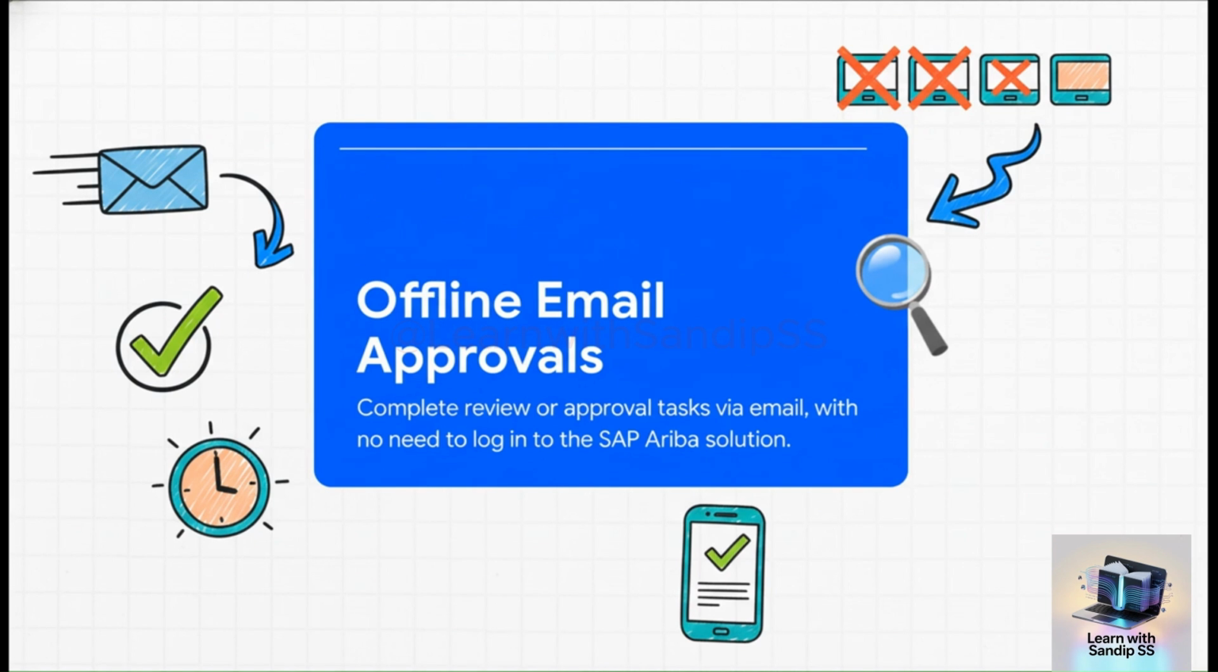So think about the old way. You get an email, you have to log into Ariba, you got to find the task, and then you can finally approve it. Forget all that. With this, you can approve stuff right from the email notification itself. Just imagine how much time that's going to save you every single day.